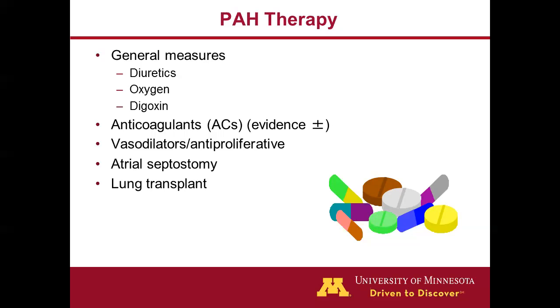Her PA pressures are 80 over 30 with a mean of 50. Her cardiac output is 5 with an index of 2.4. The PVR is 9. She has every other cause ruled out. Group 2 is ruled out, group 3 is ruled out, group 4 is ruled out. So she's scleroderma PAH. How would I treat such a patient?